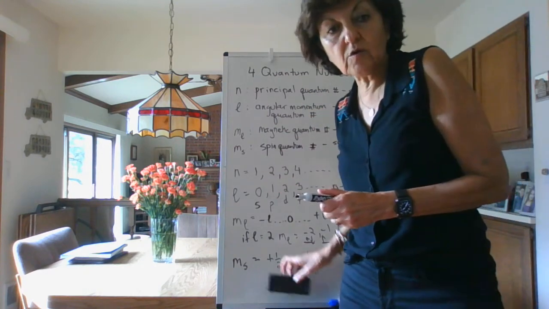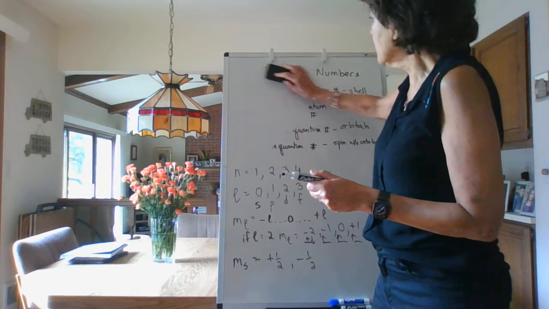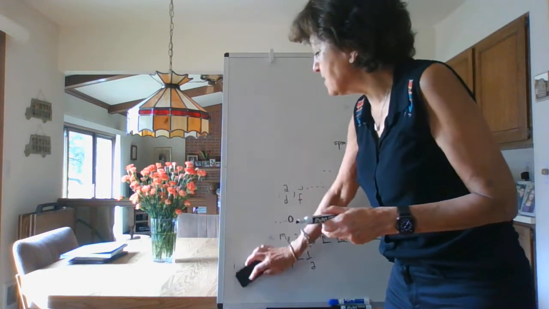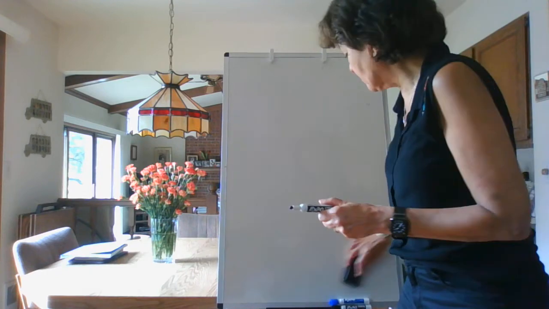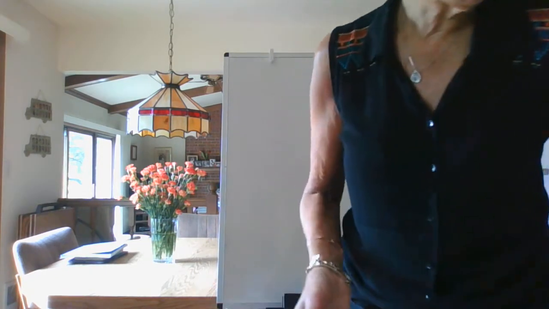Now what we're going to do is we're going to start looking at 4 quantum numbers and trying to see if they make sense or if they don't make sense. Okay? Are they feasible or are they not? Are they permissible or are they not permissible?